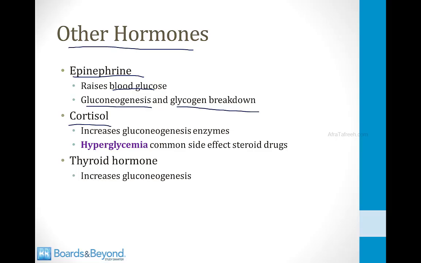Cortisol can increase the gluconeogenesis enzyme levels inside of cells, and hyperglycemia is a common and well-described side effect of patients who take steroid drugs, which work in an analogous manner to cortisol. These can raise the blood sugar level, and patients who take long-term steroids sometimes can develop steroid-induced diabetes. And then finally, thyroid hormone also increases the activity of the gluconeogenic pathway and all its enzymes and intermediates. And that concludes our module on gluconeogenesis.